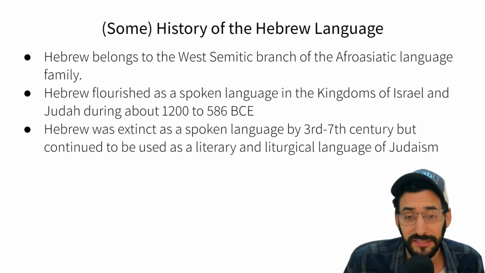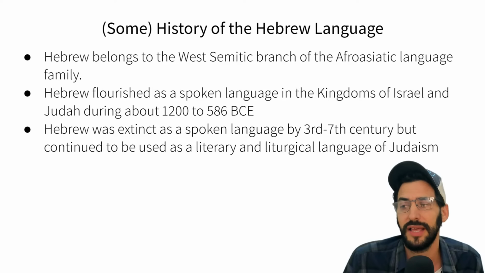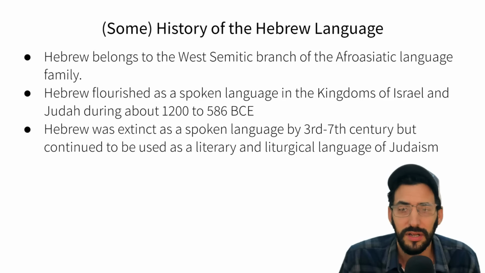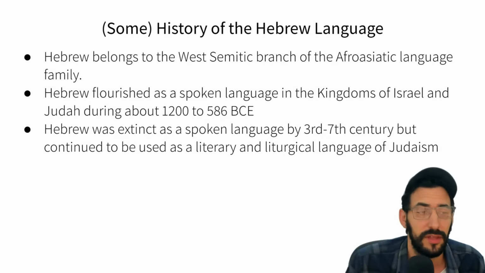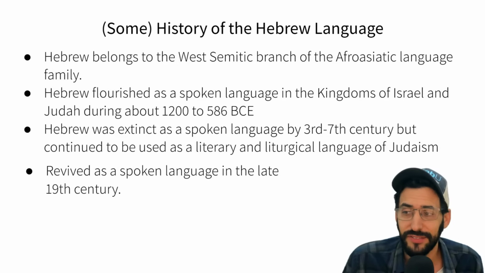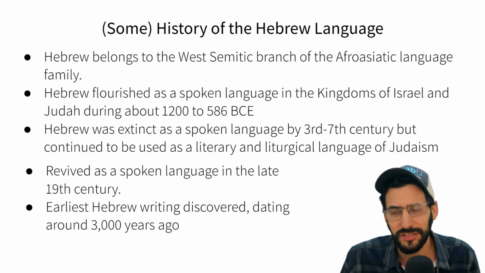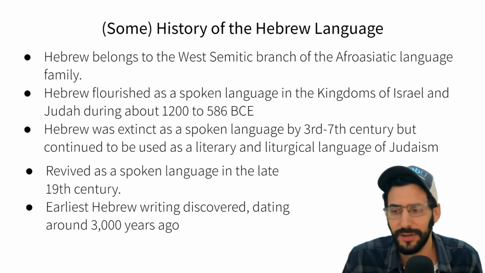It was extinct as a spoken language between the 3rd and the 7th century, but it was still a literary and liturgical language of Judaism. So they used it to pray, to read from the prayer book. That's why it was actually kept. Now, it was revived as a spoken language in the late 19th century, and also the earliest Hebrew writing discovered dates about 3,000 years ago, and they keep finding more ancient Hebrew texts every now and again.